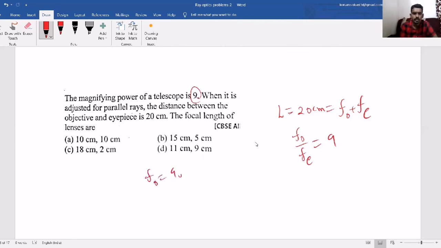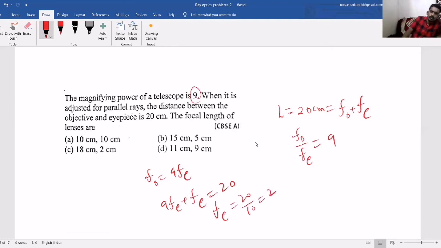So from here, f naught is 9 fe. Substitute in this equation f naught plus fe equal to 20. So 9 fe plus fe equals 20, so fe equals 20 by 10, that is 2. Then what will f naught become? 9 fe, and 9 twos are 18. So what should the answer be?